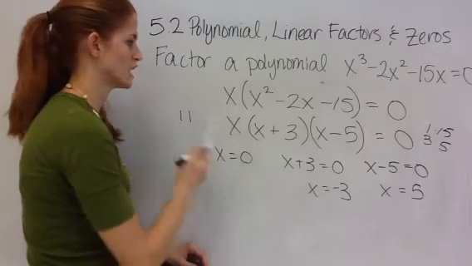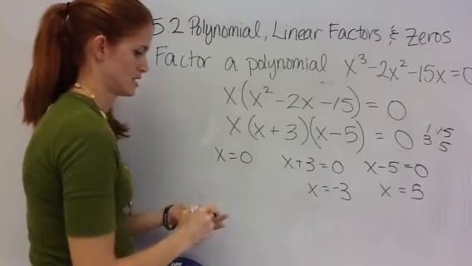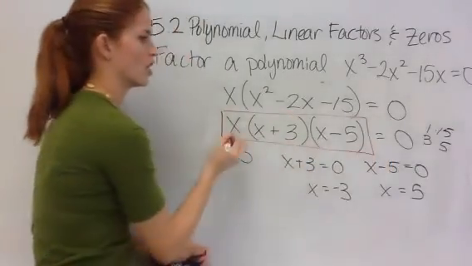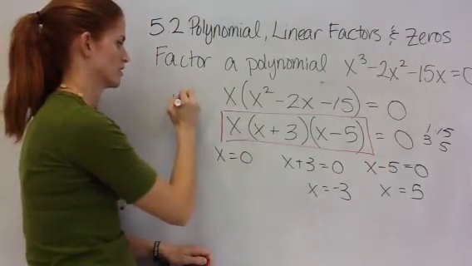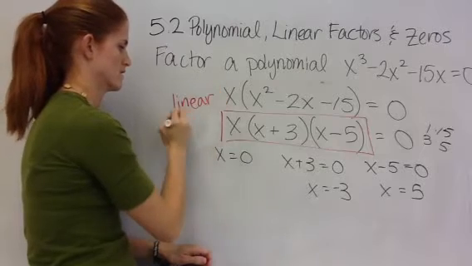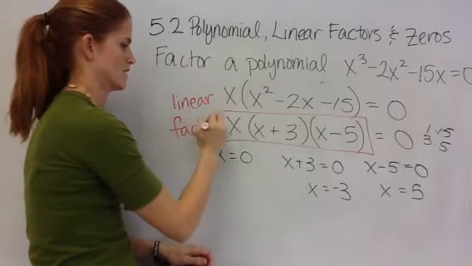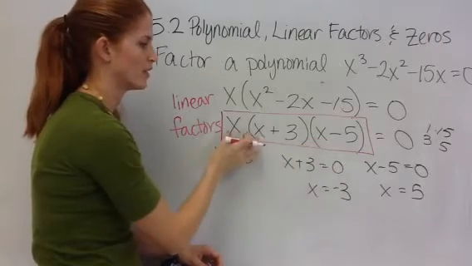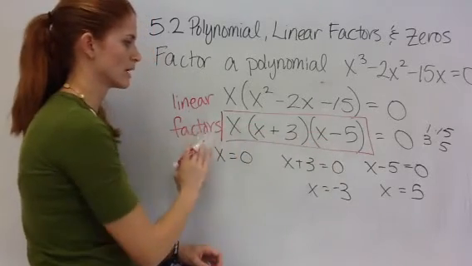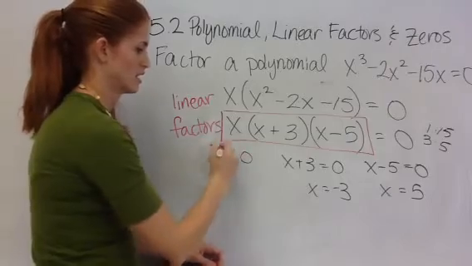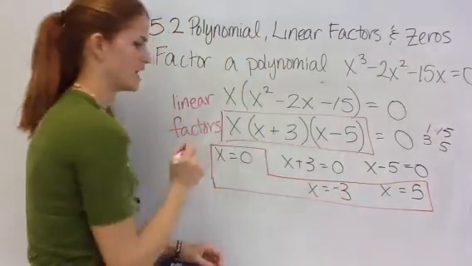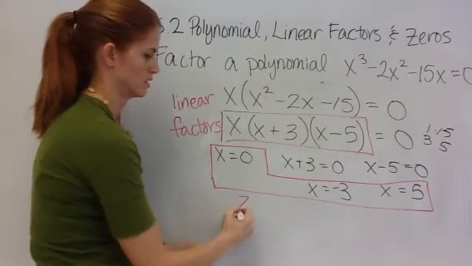So let's make sure we understand. These are the linear factors. They're factors with x in them, and they're linear because they're degree 1. So these are my linear factors. These are my zeros.